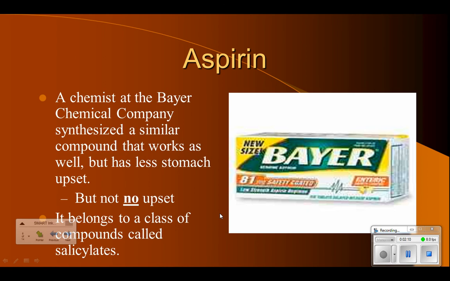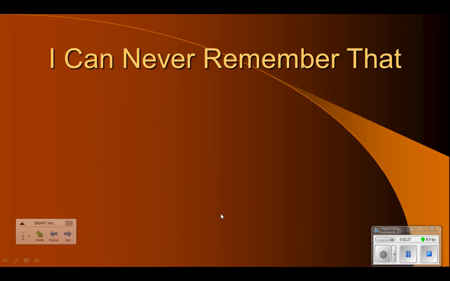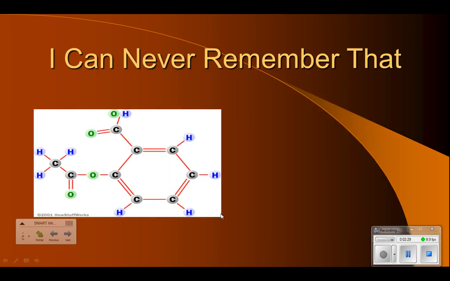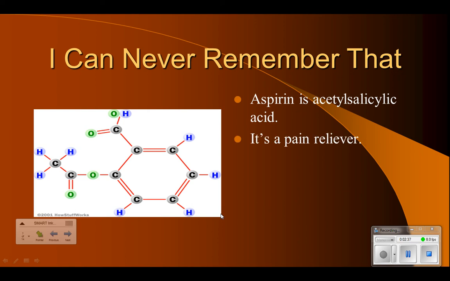Now, it turns out that as reparations for World War I, the Bayer Chemical Company had to give up the patent to aspirin, and so now that's why aspirin's cheap and available all over the place, because it no longer is under patent and anybody can make it. So this is the structure for acetylsalicylic acid, and aspirin is acetylsalicylic acid. It's a little more complex in that last structure.